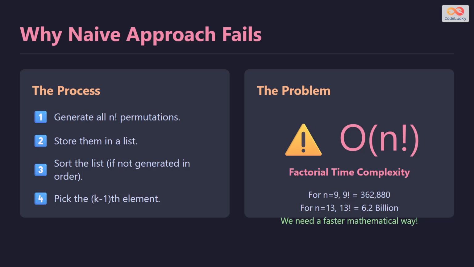You might be tempted to simply generate all permutations, store them, sort them, and pick the right one. This is the brute force or naive approach. However, the time complexity here is O of n factorial. Factorials grow incredibly fast. For n equals 13, the number of permutations is over 6 billion. We clearly need a more efficient mathematical strategy.